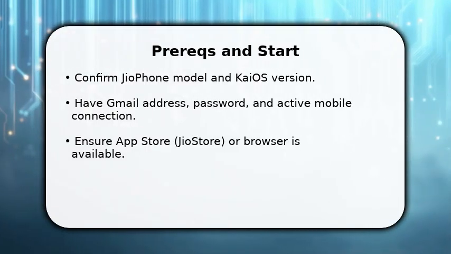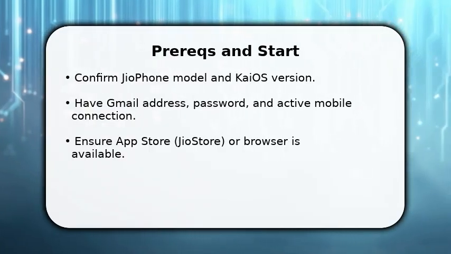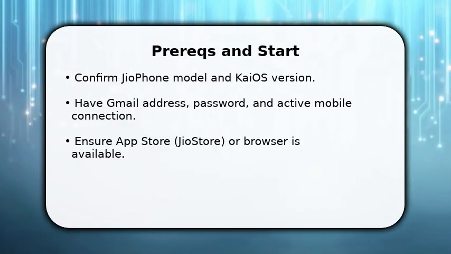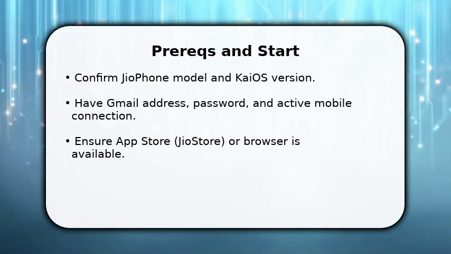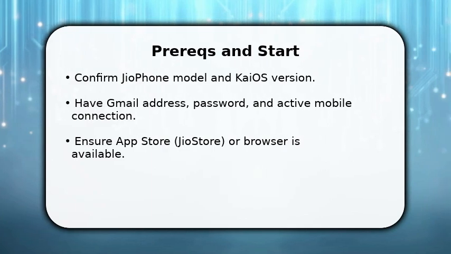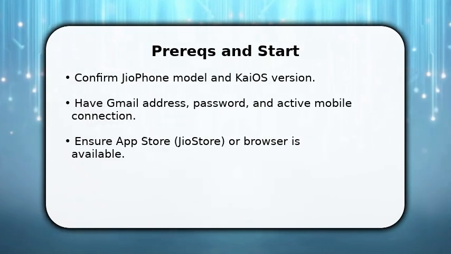Next, open Jio Store. If Gmail app is listed, select it to install. If it is not available, use the Kai OS browser, because browser login is the fallback, and navigate to accounts.google.com to start sign-in. This gets you into the first actionable setup steps quickly.